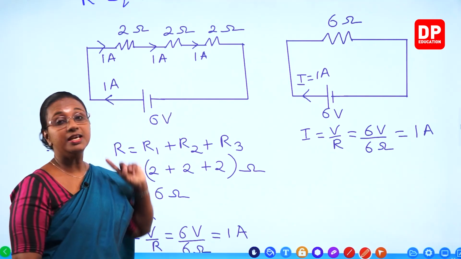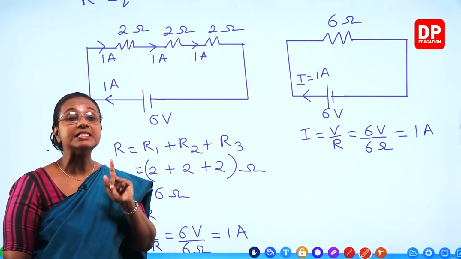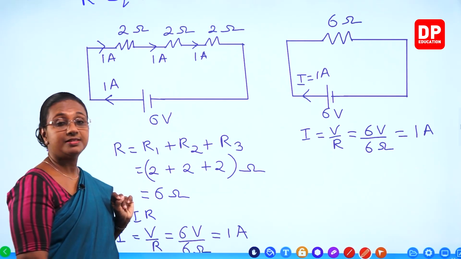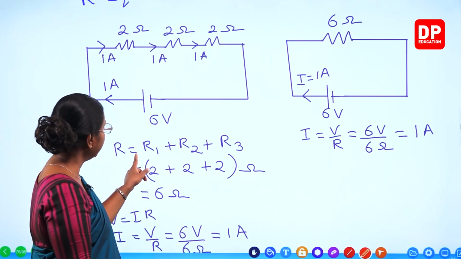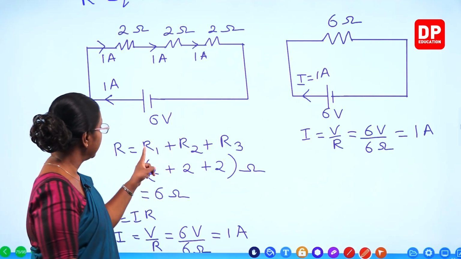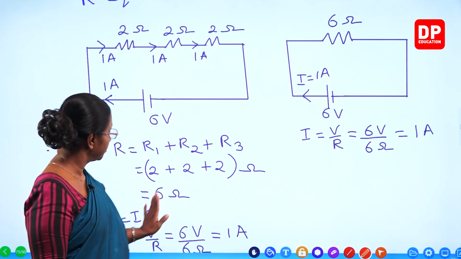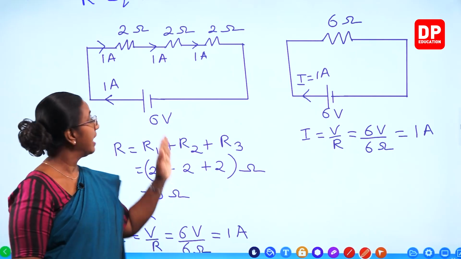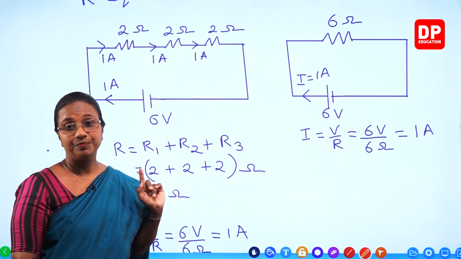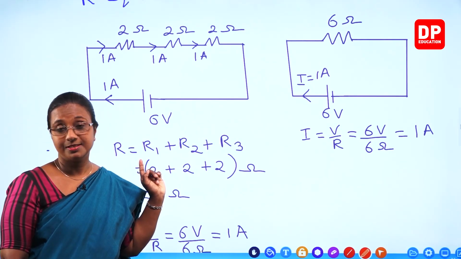Here we have 3 2 ohm resistors. But when they are combined in a series manner, they give an equivalent resistance of 6 ohm. Why? The equivalent resistance for series of resistors is the sum of all the resistances. Therefore, 2 plus 2 plus 2, we get the 6 ohm resistance. And the current flow is also going to be the same value. So that is similar to the equivalent resistance.